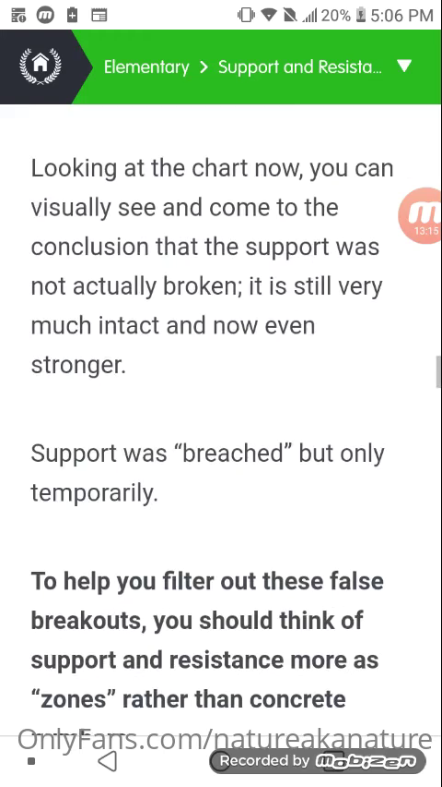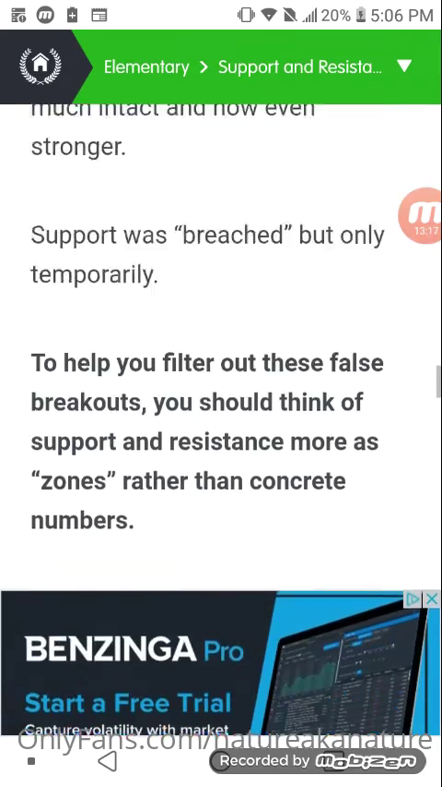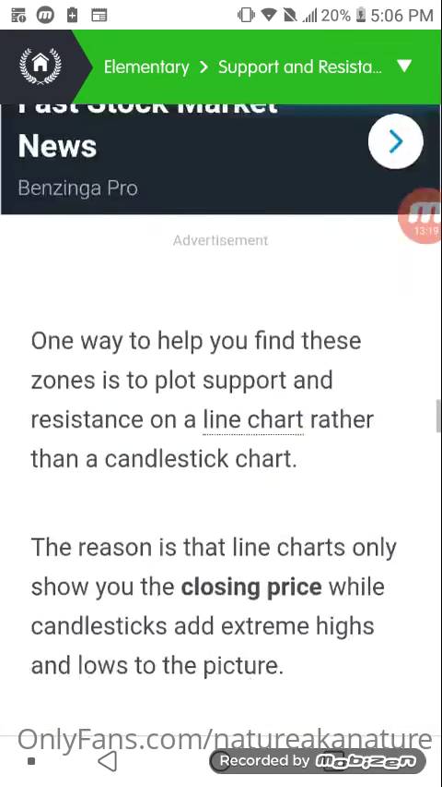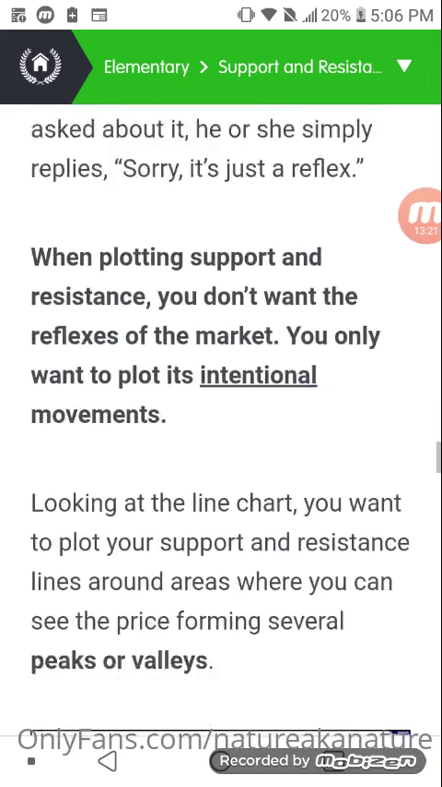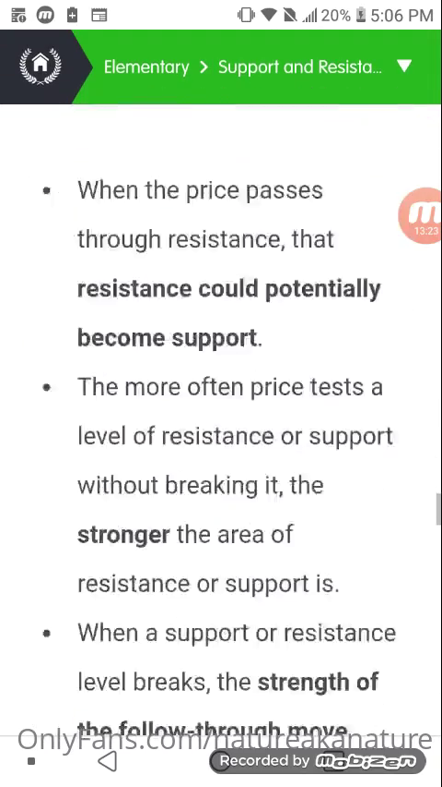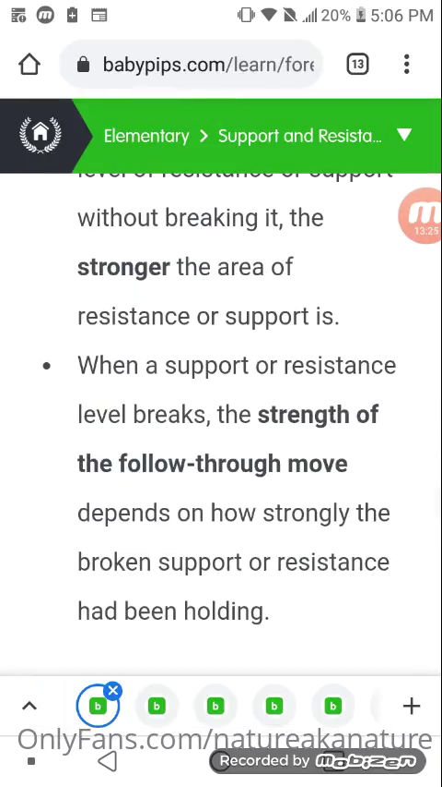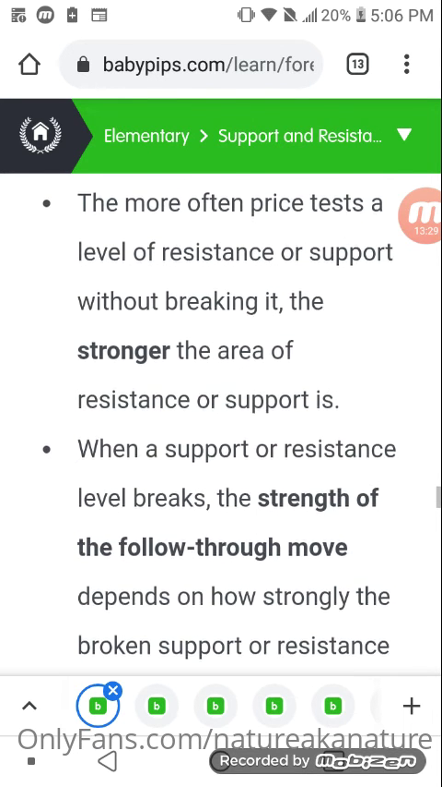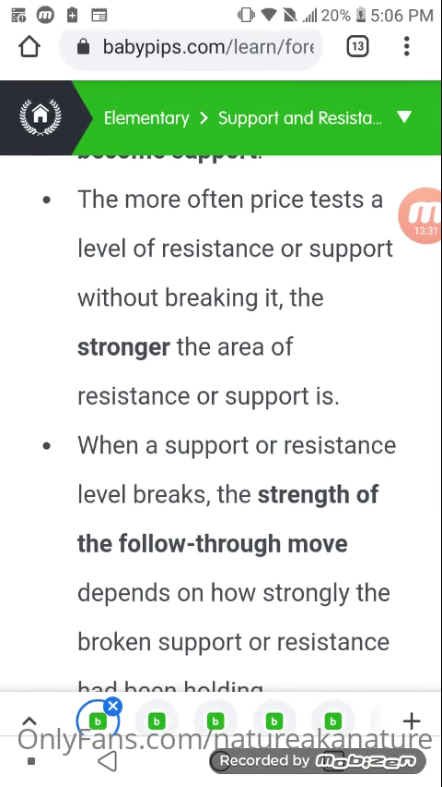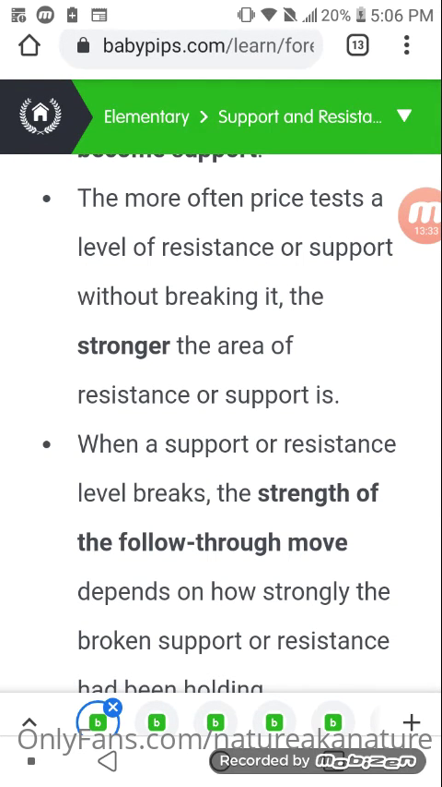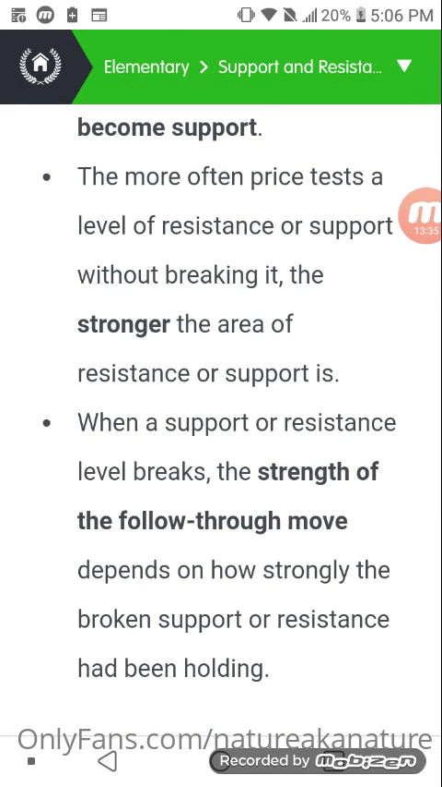So when it does test those support levels very, very strongly, when price tests those support levels and doesn't break through, the more often price tests those resistance and support levels without breaking them, the stronger those areas are when price does head back up in the overall trend.